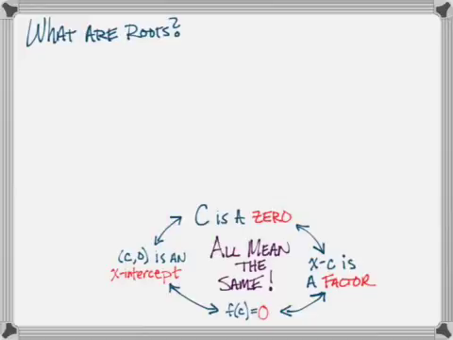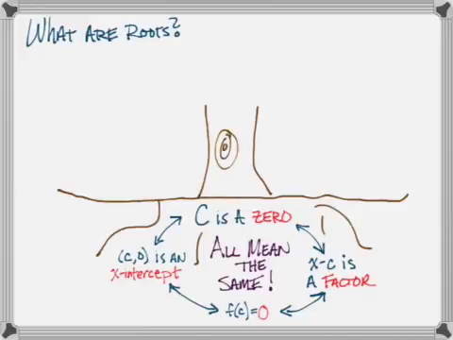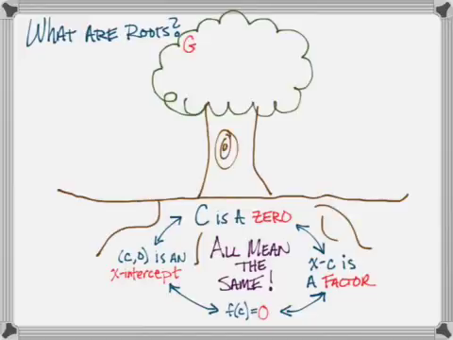And then this is what Camilla was talking about. If I have an x-intercept, that's where it crosses the x-axis. Y is 0. It's the same thing. All right, so those are all roots. There's my tree.